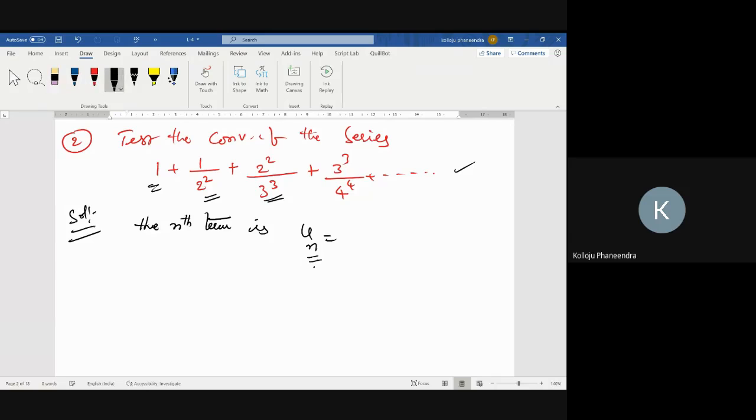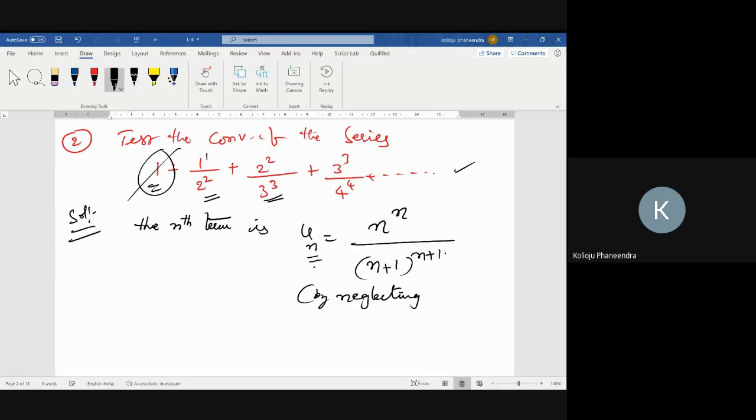Now neglect the first term. Forget about the first term. Then you can tell me what is the nth term. For n equal to 2 it is 2 square, then 3 cube, 4 cube. Forget about the first one, which is 1 power 1. So the nth term is 1 by (n plus 1) whole power (n plus 1). Is it correct? You must write in the examination also, by neglecting first term. Okay. Any doubts?